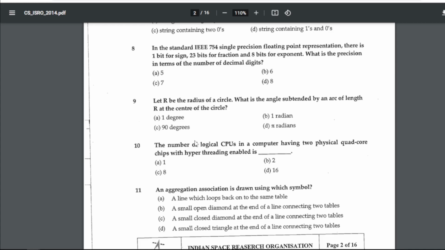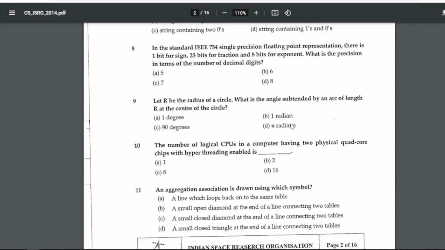Now question number 9 is, let R be the radius of a circle. What is the angle subtended by an arc of length R at the center of the circle? For question number 9, the answer will be B, that is 1 radian. So for this, the answer is B, 1 radian.